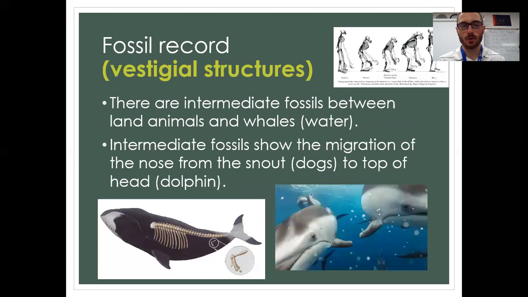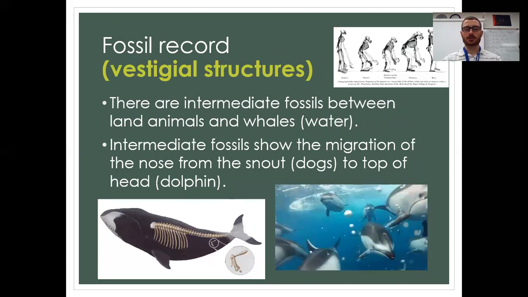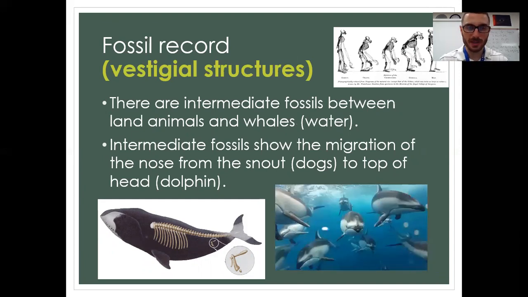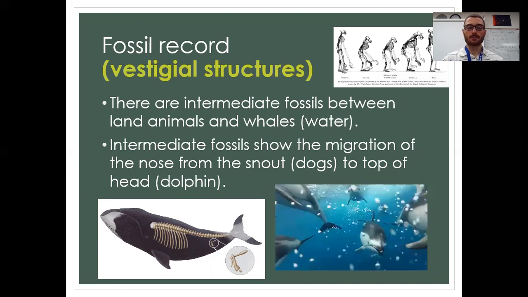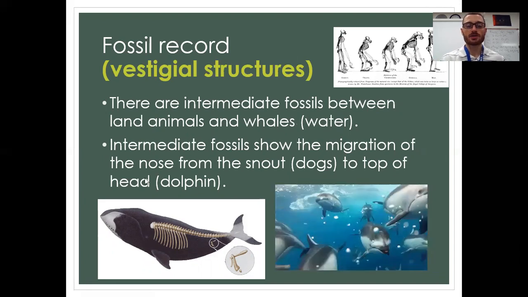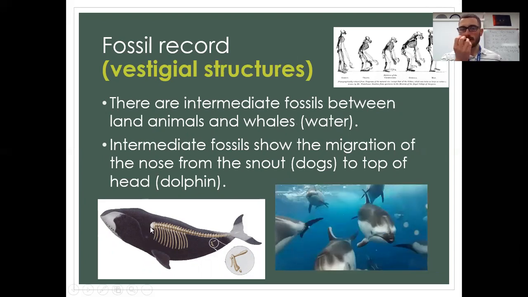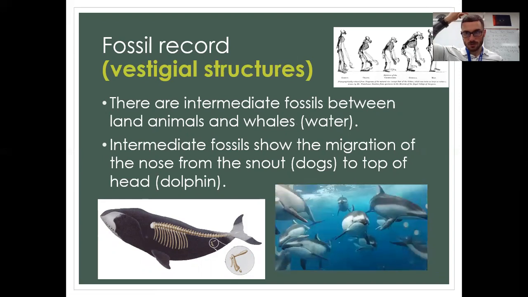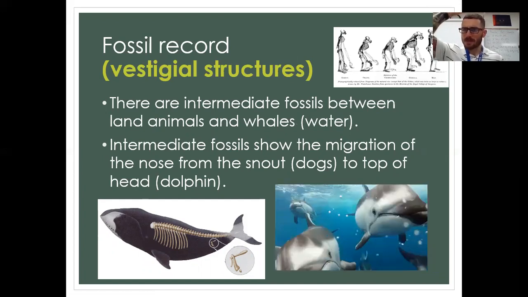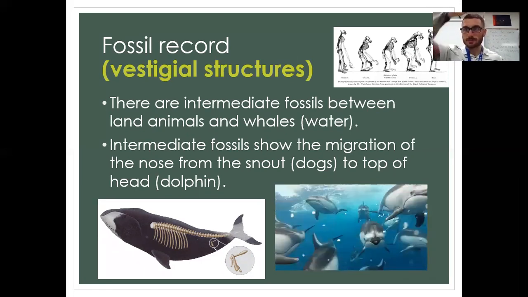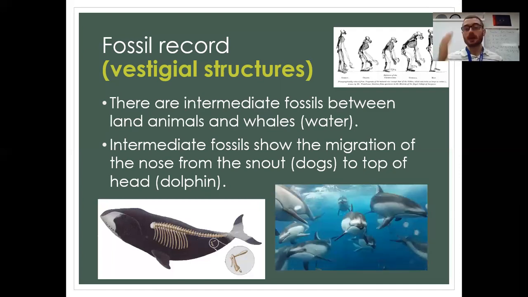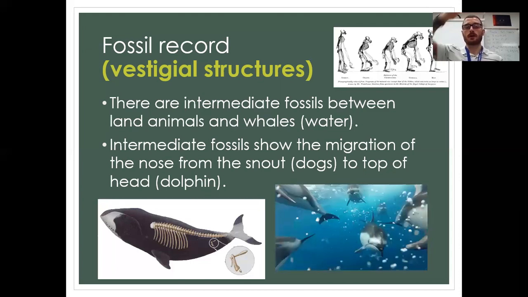Okay, we already did the video. We're good on that. Vestigial structures, structures we no longer use. And in our notes, there are intermediate fossils between land animals and whales, right? And intermediate fossils show the migration of the nose from the snout to the top of the head, right? So dogs have their nostrils up front, but we see over time whales and dolphins evolved from those with their nostrils at the top, known as the blowhole. Why would they need their nostrils on the top of their head? Because whales and dolphins breathe air, and it's easier for them to breathe if it's on top when they go to the surface of the water.